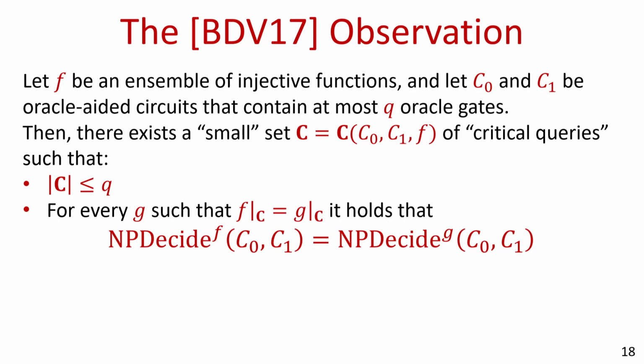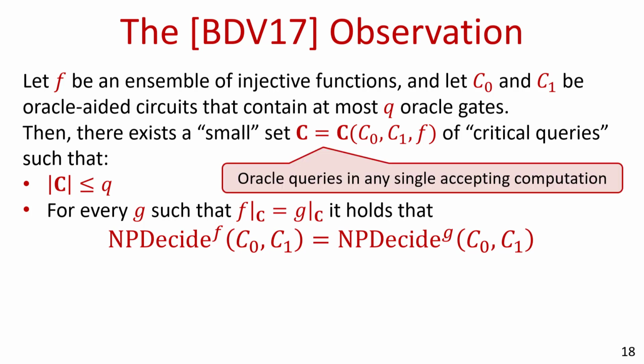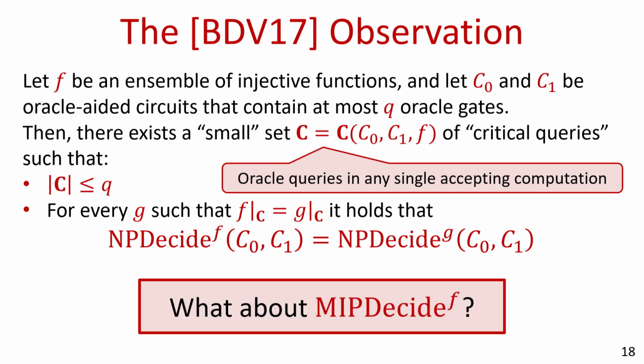This is proved by letting C be the set of all oracle queries issued in any single accepting computation for either C0 or C1 according to which case holds for f. However, when switching to our MIP-decide oracle, there is no such single accepting computation, but rather acceptance is determined by possibly exponentially many computations.